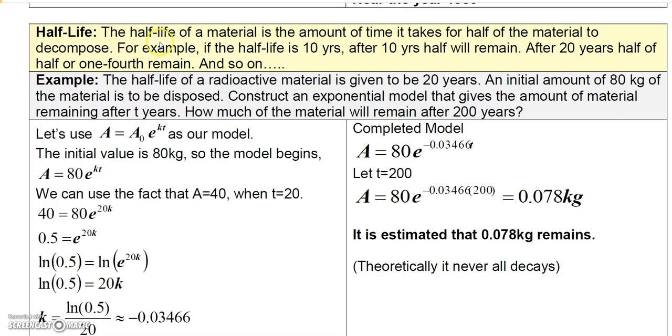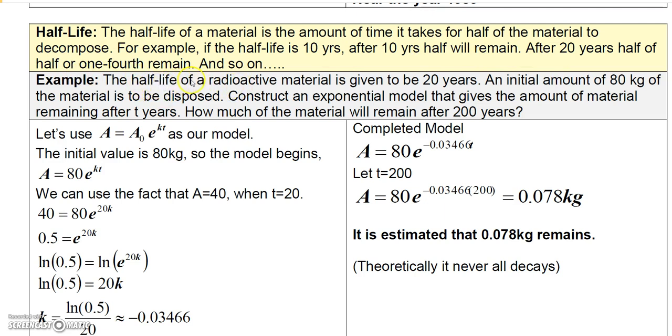Alright, let me go ahead and do this problem here. This is actually an example of decay. The half-life of a material is the amount of time it takes for half of the material to decompose. For example, if the half-life is 10 years, after 10 years half will remain. After 20 years half of half will remain, and so forth.